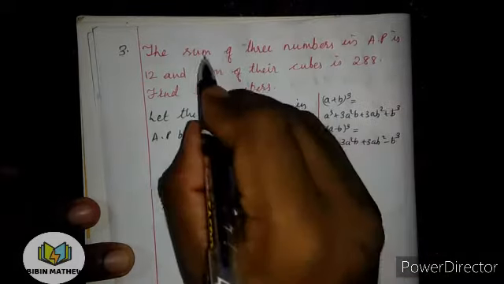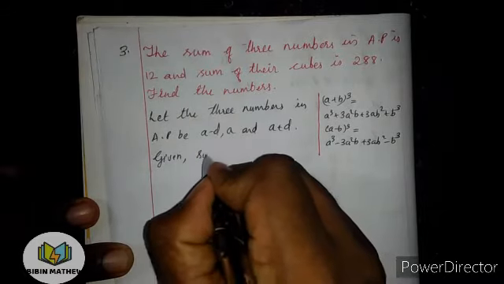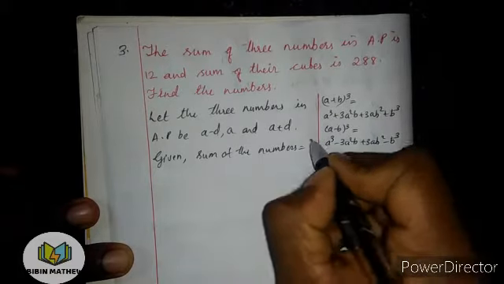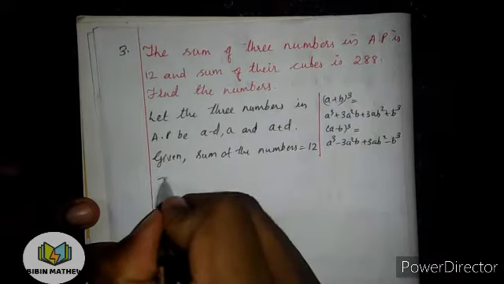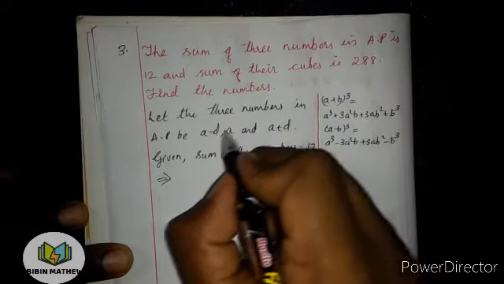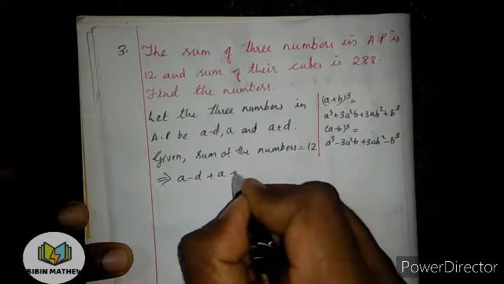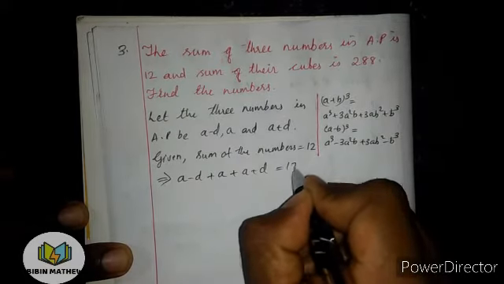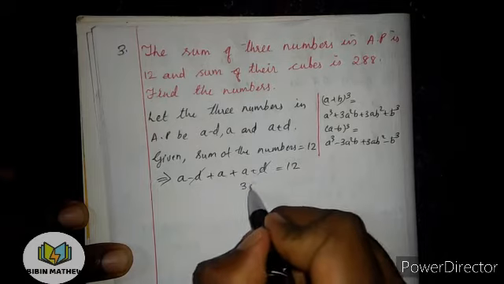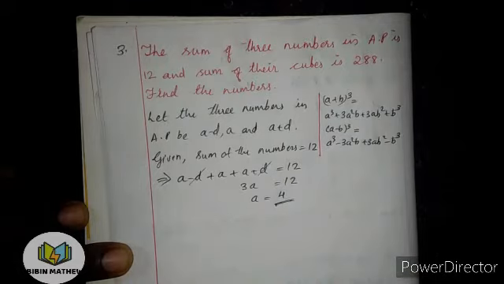You got it. And what is given? The sum of the numbers is 12. Sum of the numbers is equal to how much? 12. That implies if you are taking the sum of the numbers, you must get it as 12, right? So what are the numbers? These three things are the numbers. So we will write a minus d plus a plus d, that should be equal to 12. Here minus d and plus d will cancel. a plus a is 3a and that is 12. Therefore a is equal to 4. You got a here, right?